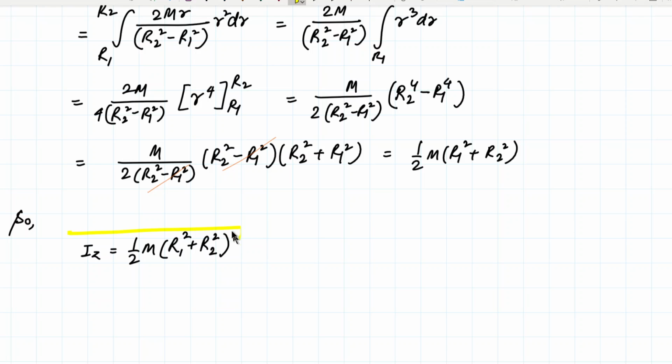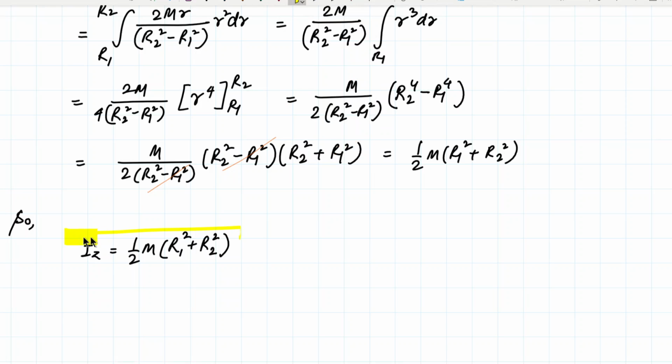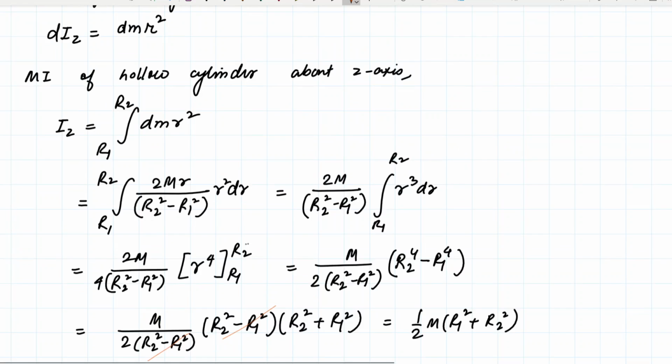Okay, this is the moment of inertia of a hollow cylinder with respect to an axis perpendicular to its base and passing through its geometric axis, having inner radius and outer radius r1 and r2 respectively. ठीक है, clear है? Yes, sir.